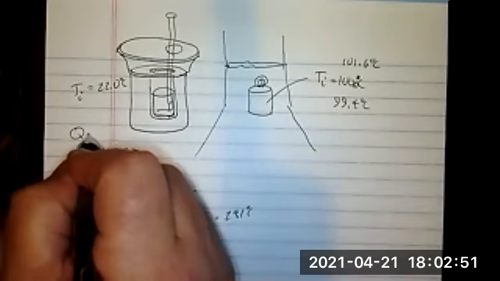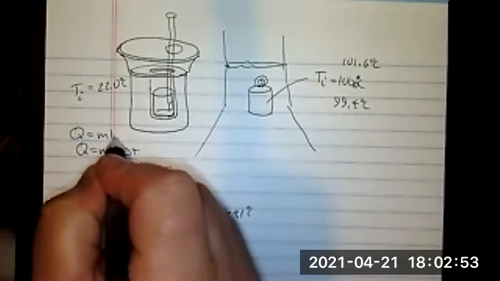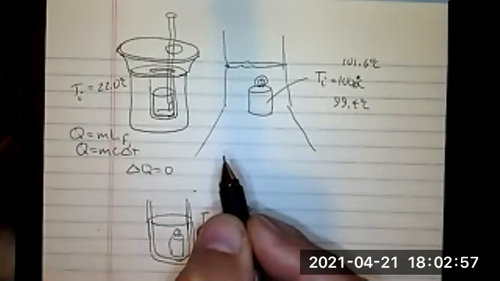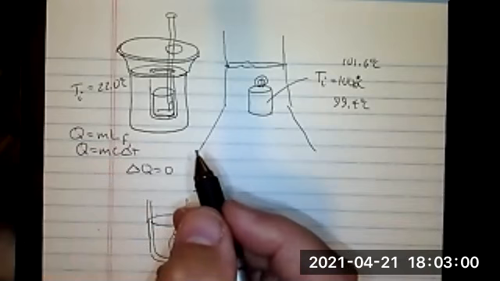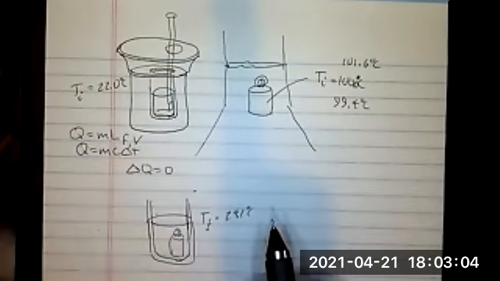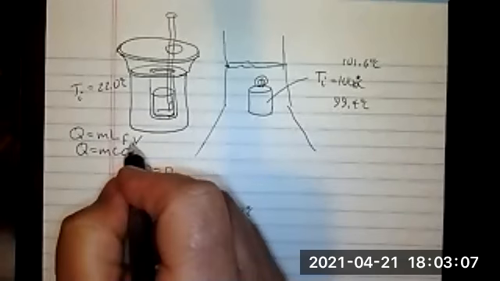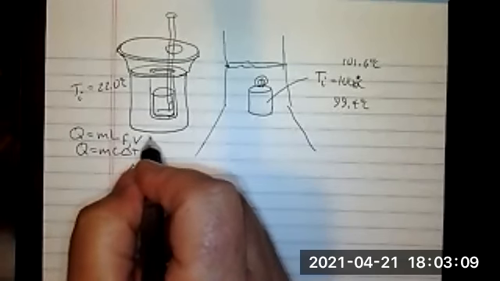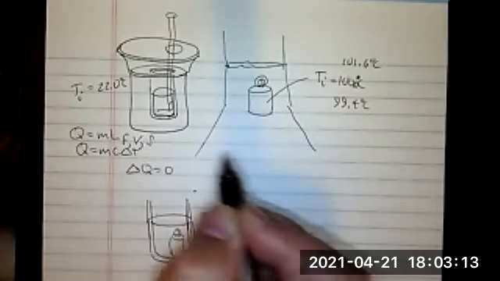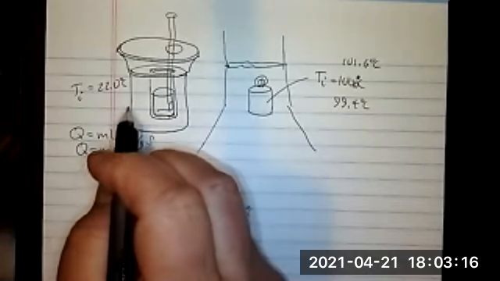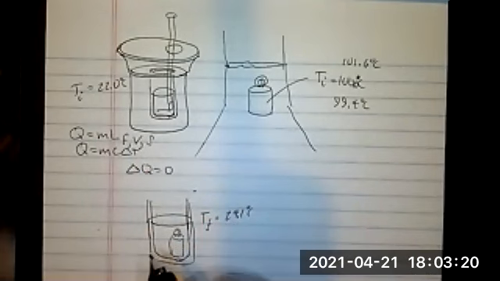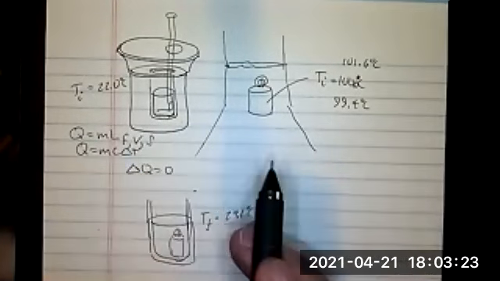If something changes state, its Q is equal to ML, where L is a latent heat of fusion. That's in going from a liquid to a solid or a solid to a liquid. And one way is positive, the other way is negative. Or vaporization. Again, that's going from liquid to a gas, or gas to a liquid, one way being positive, the other way being negative. Or sublimation, where it can literally jump from solid state to a gaseous state like carbon dioxide dry ice does. Okay, so those are the ways you can actually change heat.